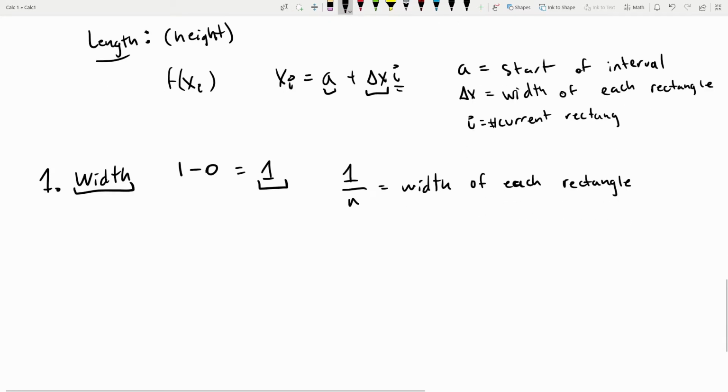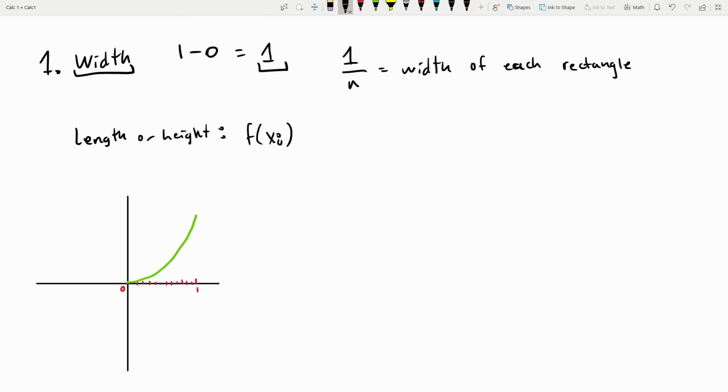Now that we found the width, let's find the length or height. So the length or the height is going to equal the value at that x value. So essentially it's going to equal this, right? It's going to equal the function evaluated at the ith x. And we don't know what the ith x is yet, but I'm going to go ahead and find that right now. So I've drawn out a little diagram to help us find an expression for the ith x.